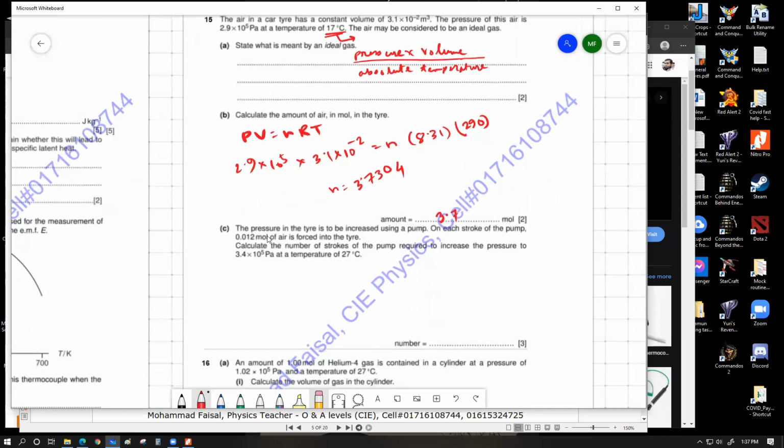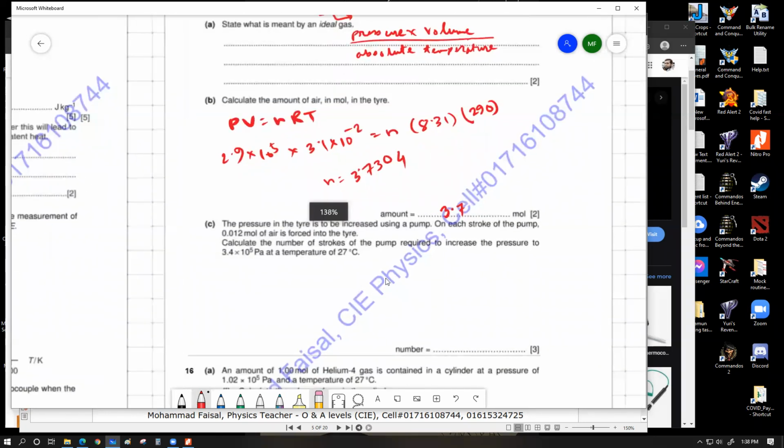Part C, the pressure in the tire is to be increased using a pump. On each stroke of the pump, 0.012 mole of air is forced into the tire. Try to understand this. We are now going to increase the pressure of the tire. We're going to put air into this tire using a pump. For each stroke, we're entering this many moles of air into the tire. Calculate the number of strokes of the pump required to increase the pressure to this much Pascal at a temperature of this much.